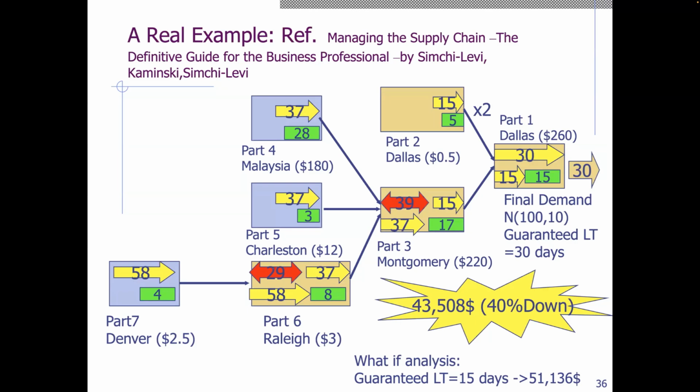The safety stock allocation model can be used in so-called what-if analysis, too. For example, what if we change the guaranteed lead time to the customer from 30 days to 15 days? That means an improved customer service. The model answers the question. The cost increases to $51,000.